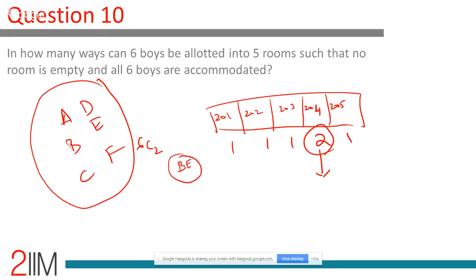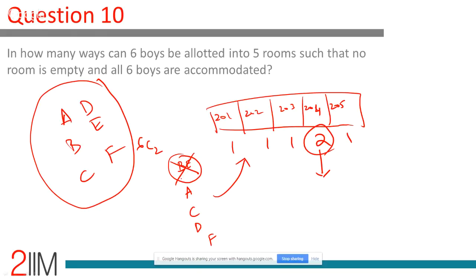We are at a stage where we have B and E together, A, C, D, F. They have to be put into five rooms. Now B and E are together. It's one unit, we call it X. But X, A, C, D, F going into five rooms. In how many ways can they go into five rooms? Five people, five rooms, five factorial. So I'm looking for an answer, which is 6C2 into 5 factorial. Whatever that number is.